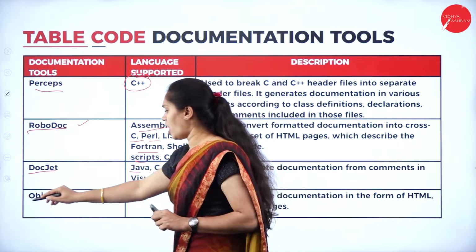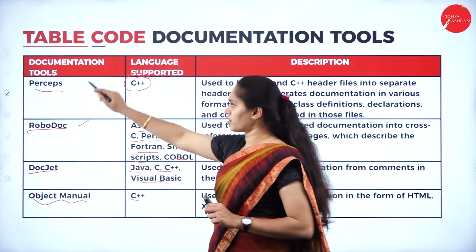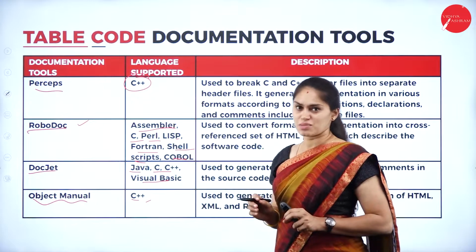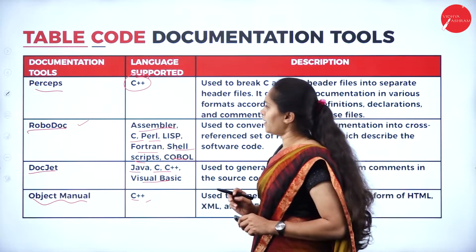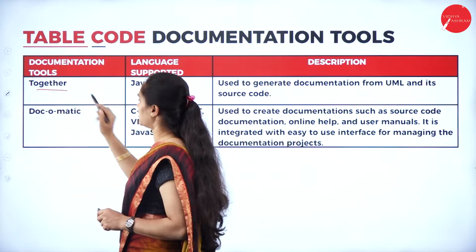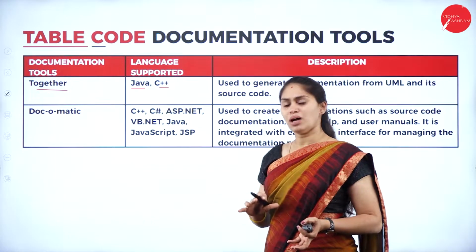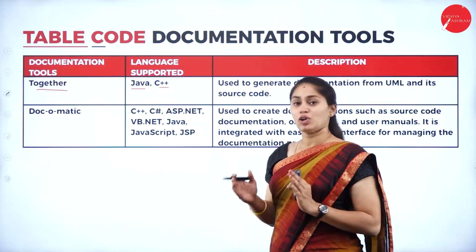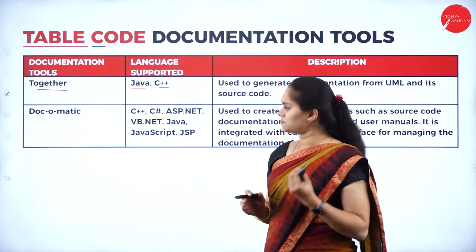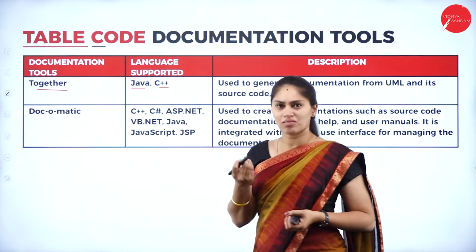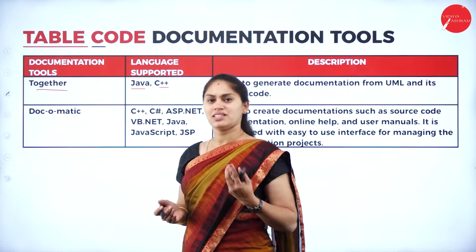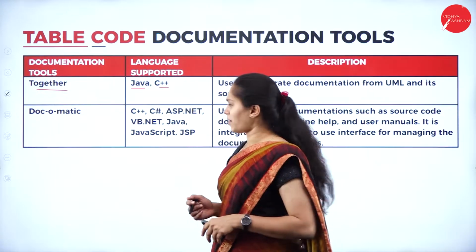So next we have Object Manual. This code documentation tool supports the C++ programming language. Apart from that, we also have Together. Mainly it supports Java and C++. So somehow it's all related to object-oriented programming languages. We can see that there is less usage of procedural-oriented or structured programming languages.